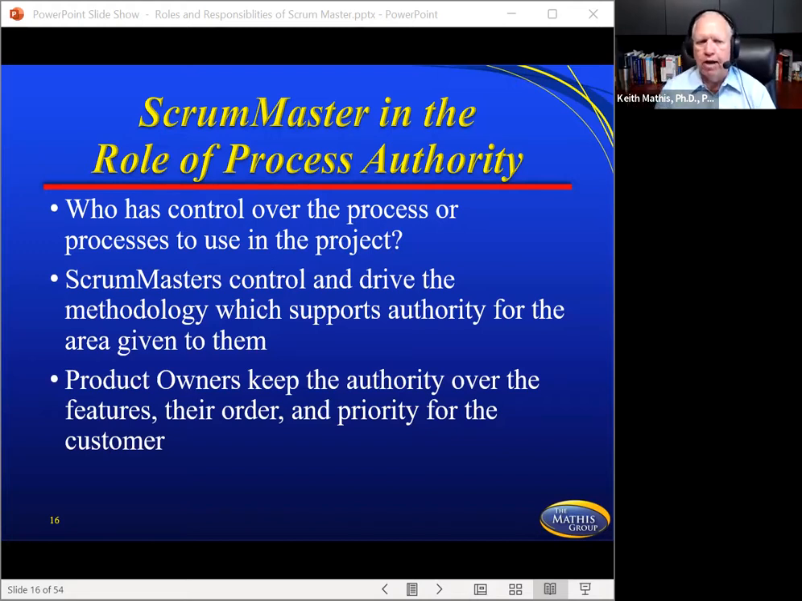ScrumMasters control and drive the methodology, which supports authority for the area, and product owners keep the authority over the features, their orders, and the priority with the customer. So your product owner represents the customer's point of view and their features and what the outcome is for the project. Your Scrum Master is the process, the facilitating type person for this. And so processes have to be talked about.